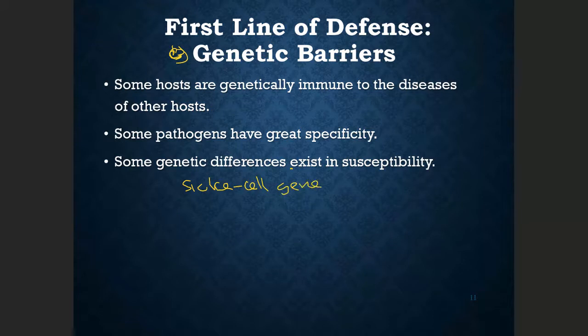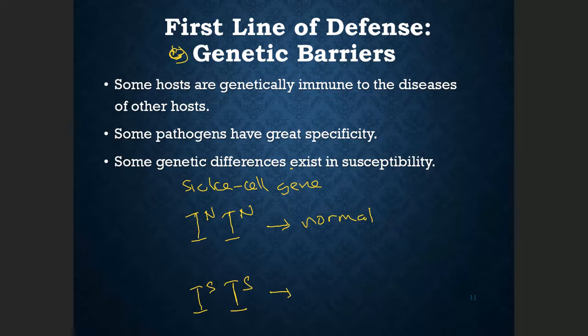Okay, so let's say the normal gene is like this. Normal people carry this type of gene, so they are usually normal. And people with the sickle cell gene carry this sickle cell gene. This person will have what we call sickle cell disease, which is a type of anemia.